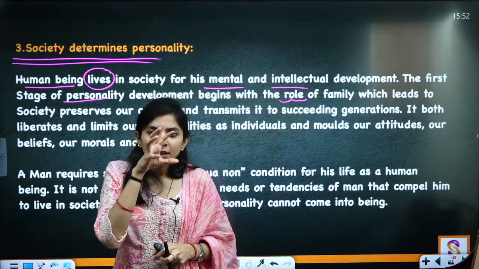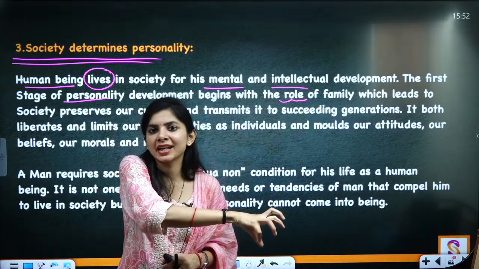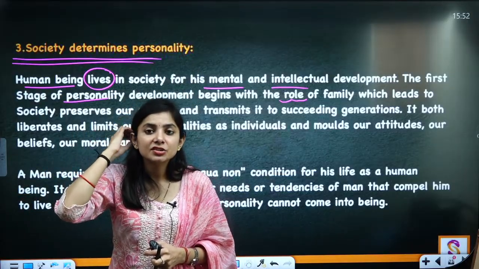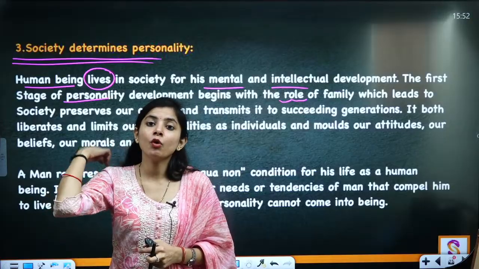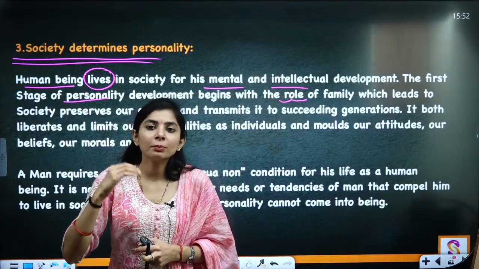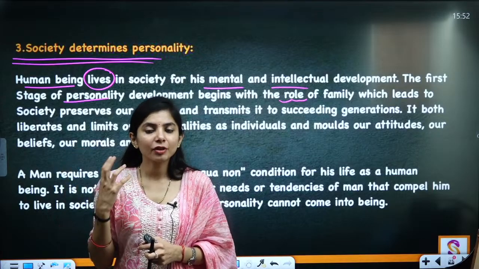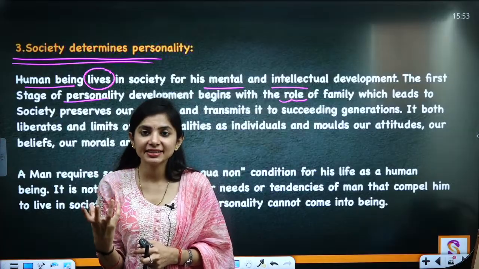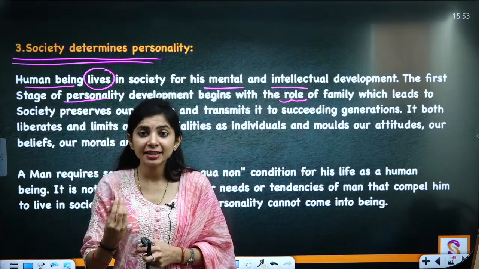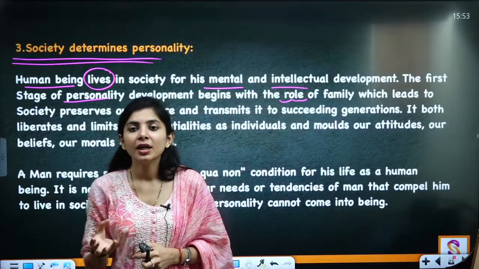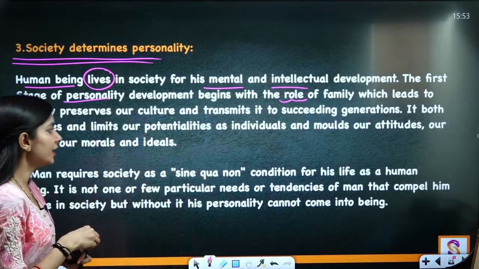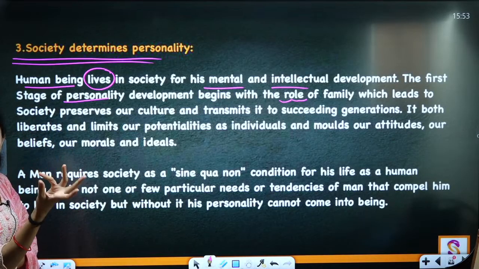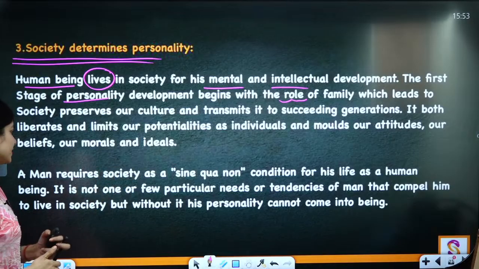So therefore, the kind of society you are living in determines your personality. If your parents are strict, your personality won't flourish, or it won't be that confident. But if your parents are friendly, if they provide you some sort of freedom to take decisions, if they advise you, consult you, talk with you, it shows that society determines personality, and this is something that we have specified.